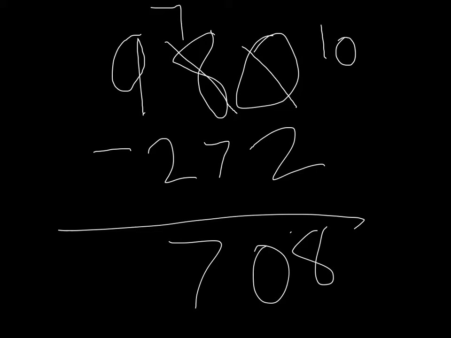Ten, zero can take away 2. So I'll cross out the 0 and put it as a 10. I take out the 8 and put it as a 7. So 2, so I add up to 10, then I make it as an 8. 7 minus 7 equals 0. 9 minus 2 equals 7.